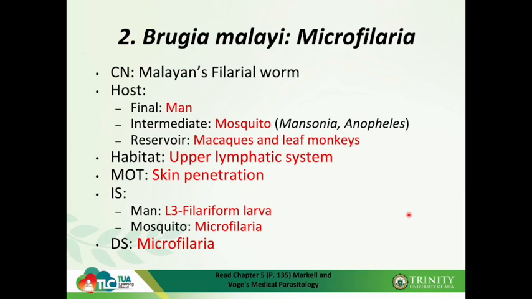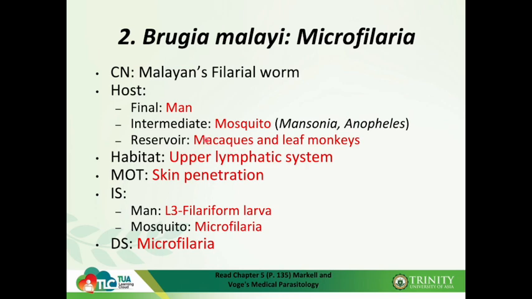Next parasite would be the Brugia malayi, also known as the Malayan filarial worm. Very similar lang ang kanyang mga characteristics. Ayan, skin penetration, infective and diagnostic stage. The habitat, however, is different. Instead of the lower lymphatic system, it inhabits the upper lymphatic system. Intermediate host is still the same.